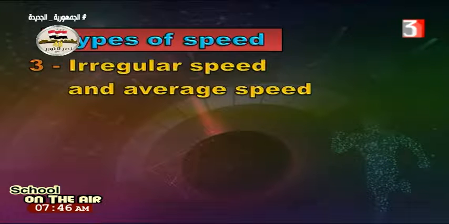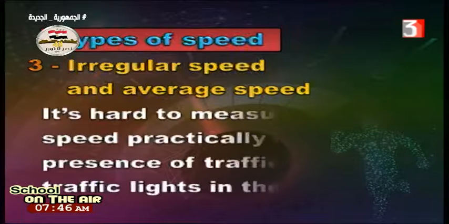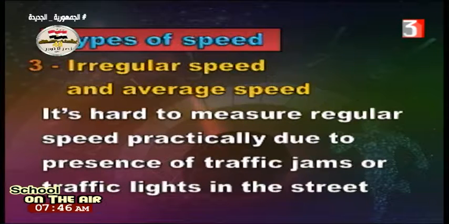There are irregular speed and average speed. I said a little while ago that you won't be able to calculate the speed in this case, which is irregular speed. I asked you why? What is the reason? Because it is hard to measure regular speed, particularly due to presence of traffic jam or traffic light in the street.